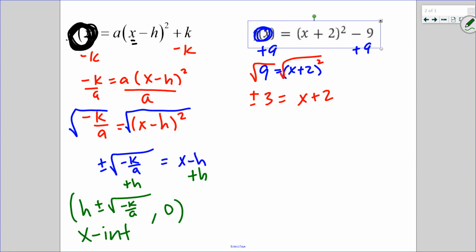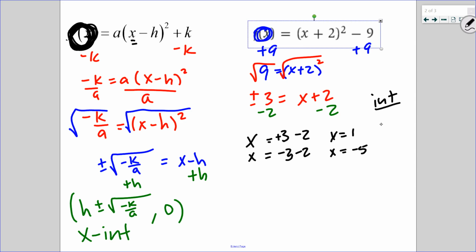Now, when I subtract the 2 to the other side, just be careful on how we're thinking about this. I'm not going to take 3 minus 2. What you may want to do is break it up to say I have a positive 3 minus 2, and I have a negative 3 minus 2. But that's not too bad. 3 minus 2 is x equals 1 for my solutions, and then x equals negative 5. If they wanted intercepts, then I'd write it differently. If they want intercepts, I'd go 1, 0, and negative 5, 0.